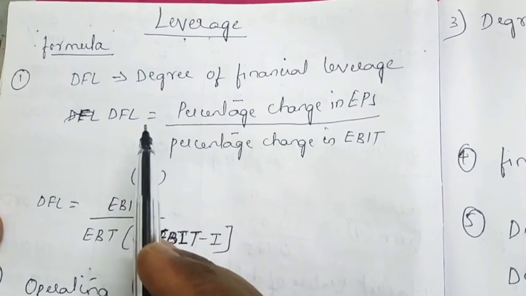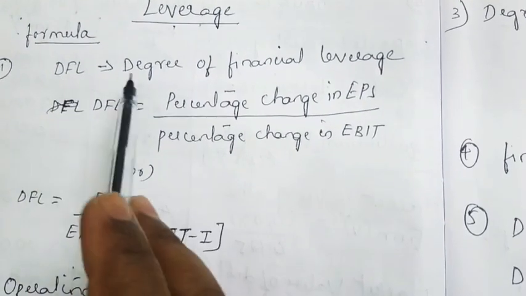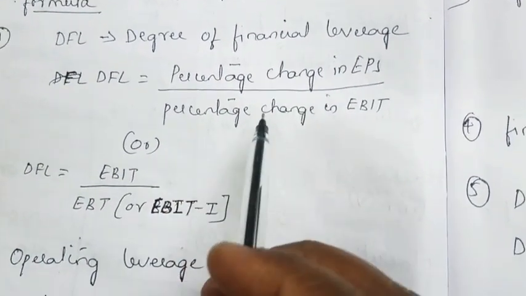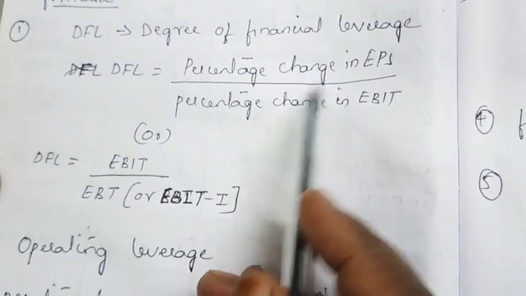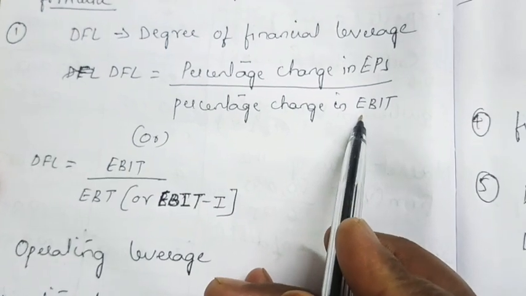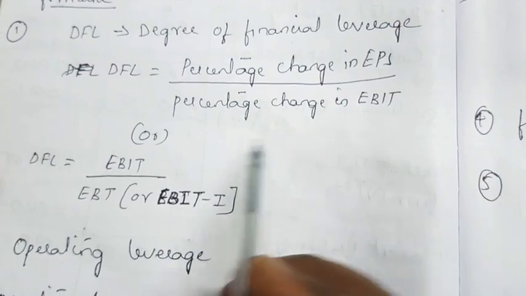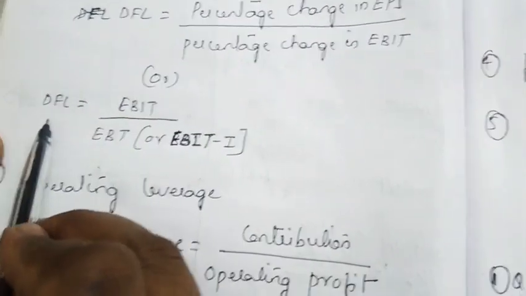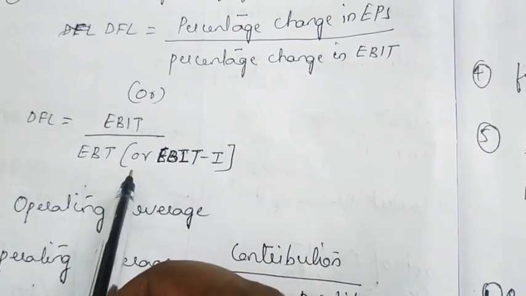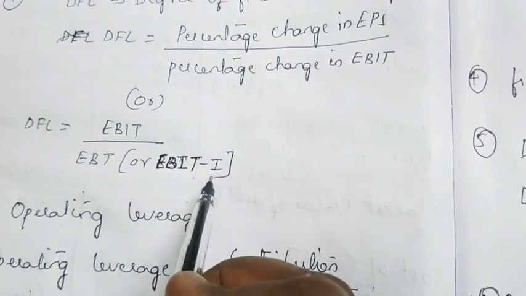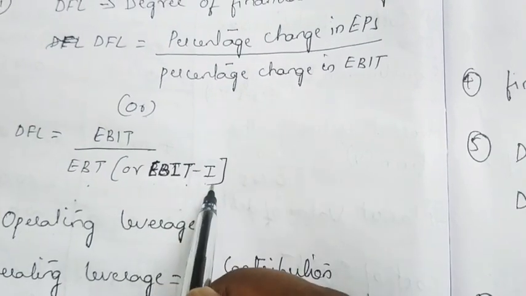And here in this unit you have the formulas. So I have written a list of the formulas. DFL, degree of financial leverage. So financial leverage, how are you going to calculate? Percentage change in EPS divided by percentage change in EBIT, earnings per share divided by earnings before interest and tax, or DFL equal to EBIT divided by EBT, or EBIT minus I. In case EBT is not mentioned in the equation, you can take EBIT minus interest.